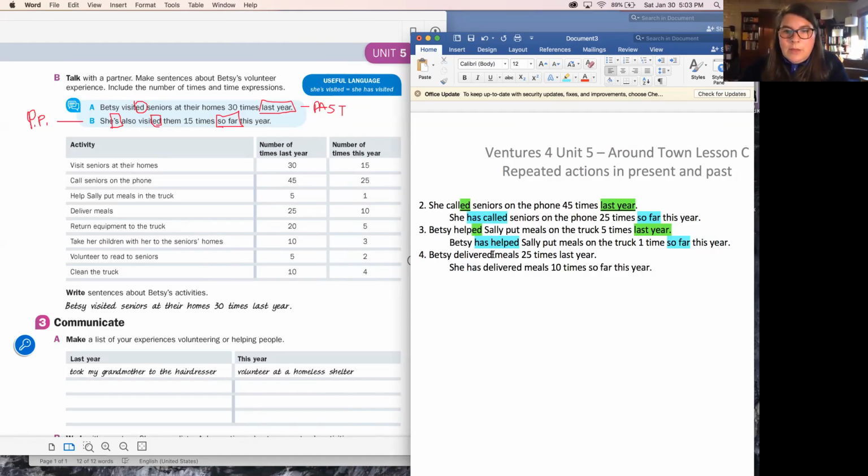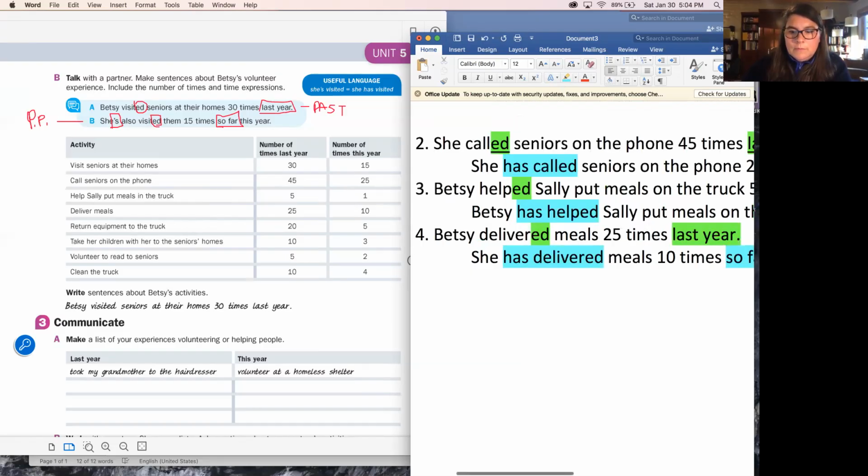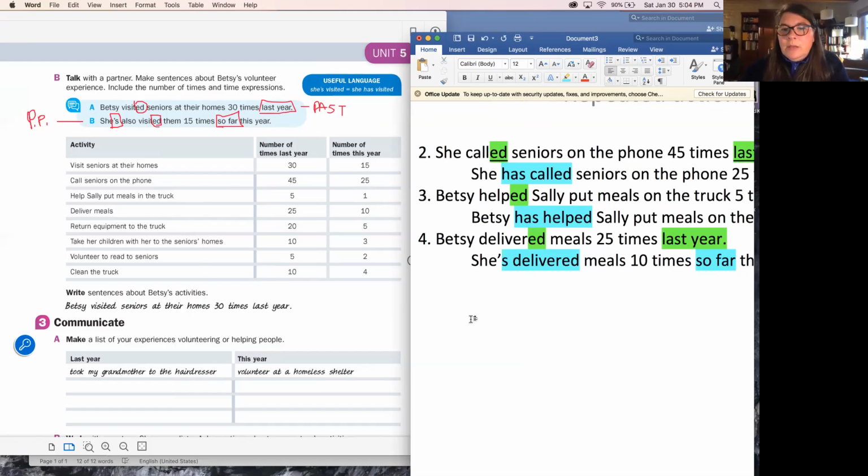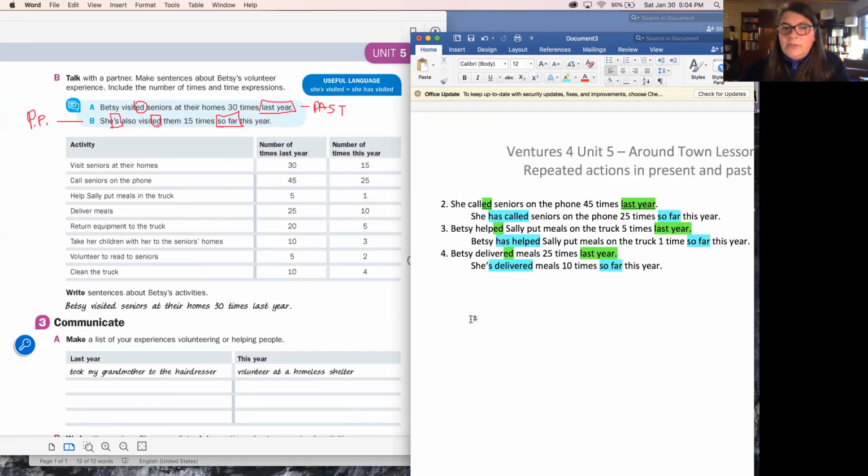So here's your simple past. Last year, Betsy delivered meals 25 times. Last year, simple past. Now, she has delivered. This is the present perfect. And we have so far as present perfect. But I'm actually going to go like this. You can see this. I'm sorry if it was small. She's delivered meals 10 times so far this year.